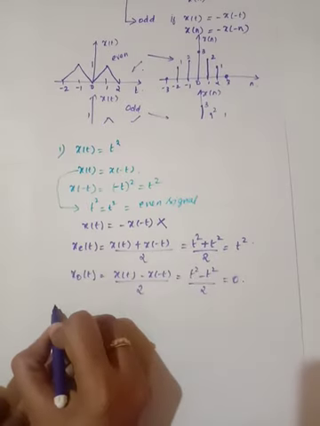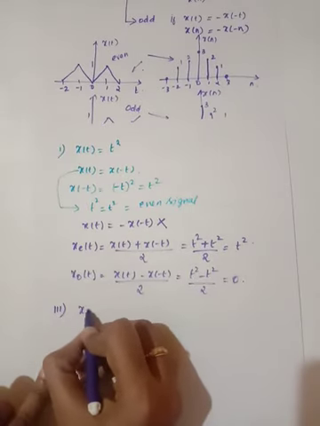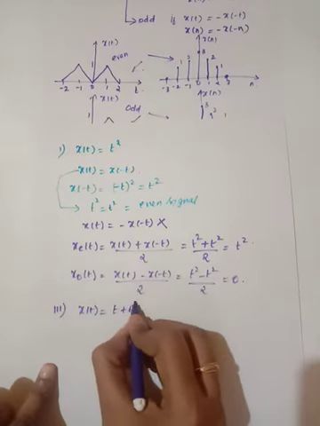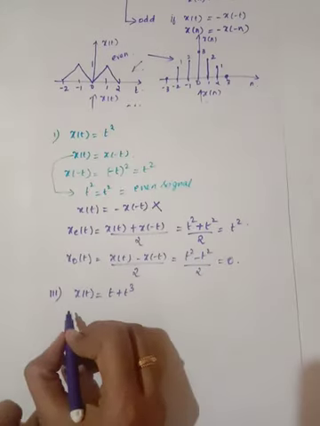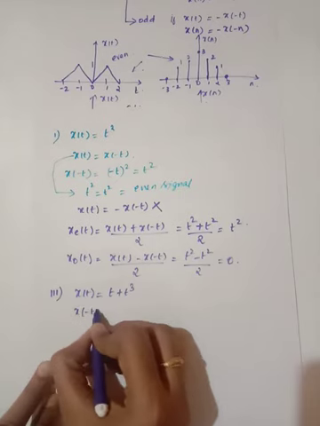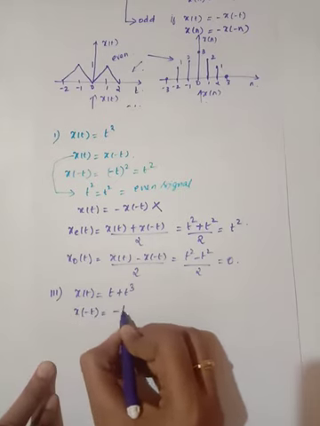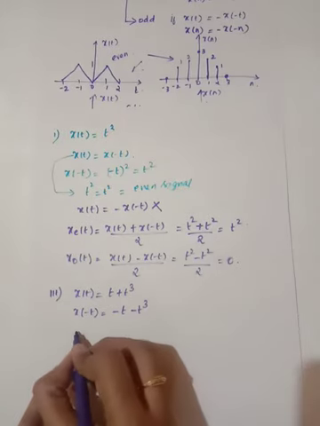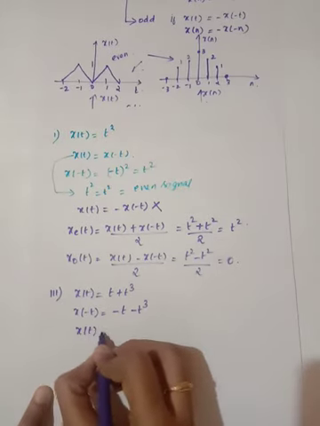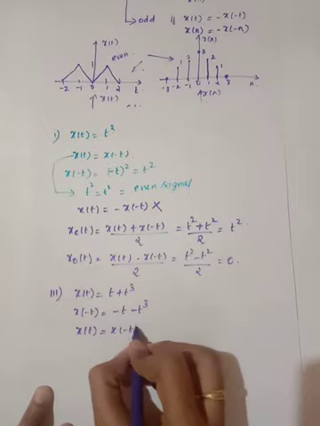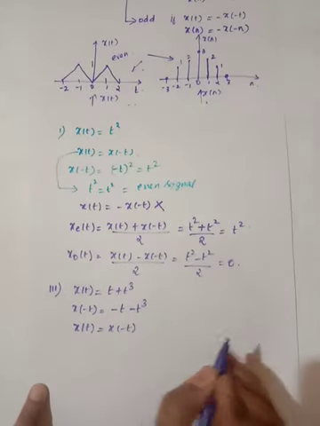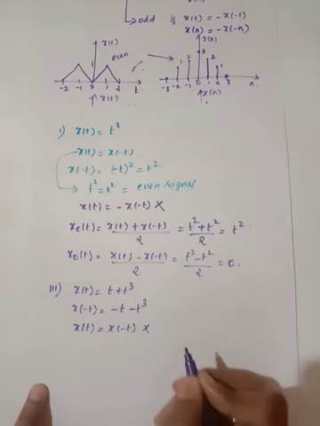Now consider this case. Third problem, we will take x of t is equal to t plus t cube. Now first find x of minus t in this case. So what will you get? Minus t minus t cube you will get, right? Now if you want to check x of t is equal to x of minus t, listen, x of t is not equal to x of minus t. Okay, this condition is not satisfied.